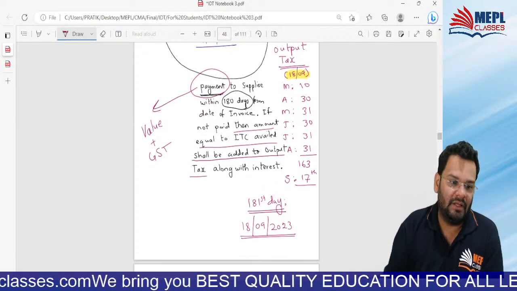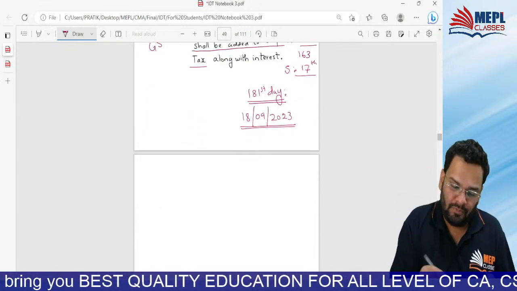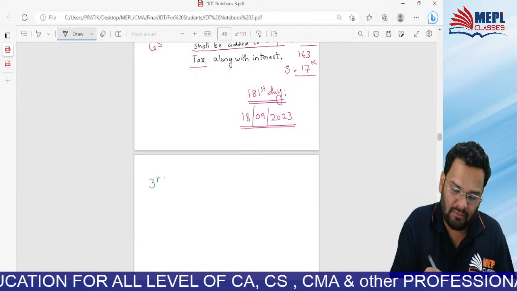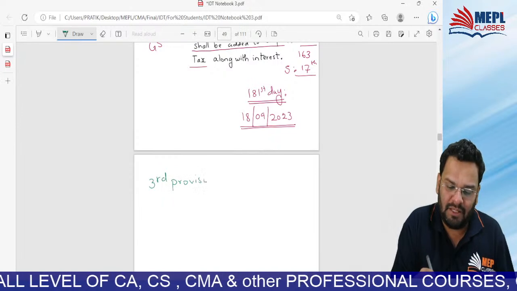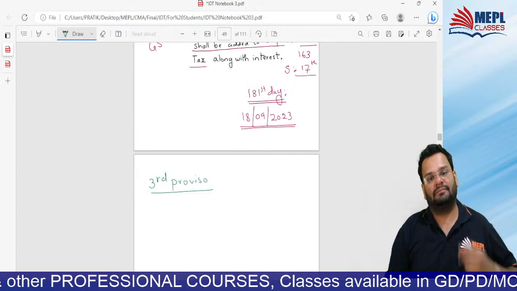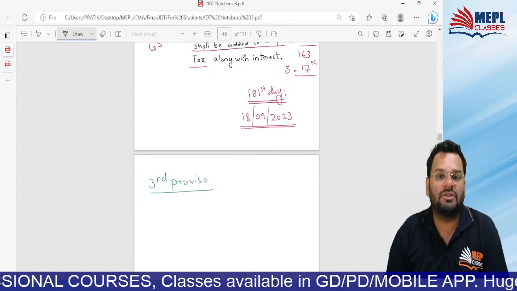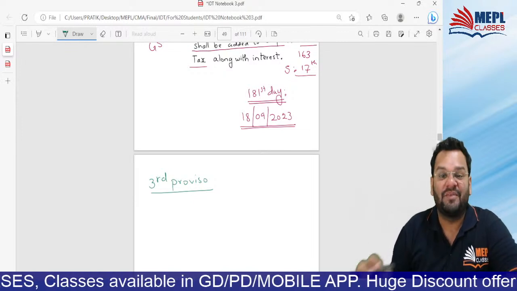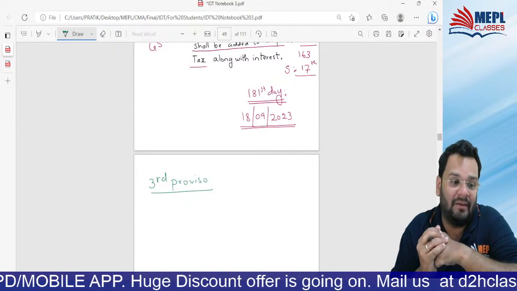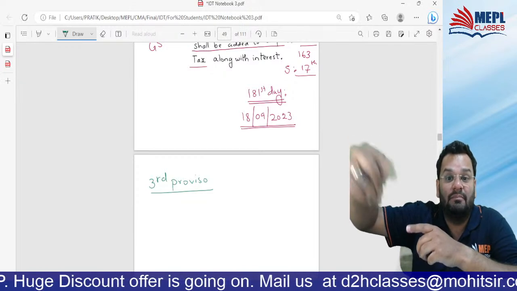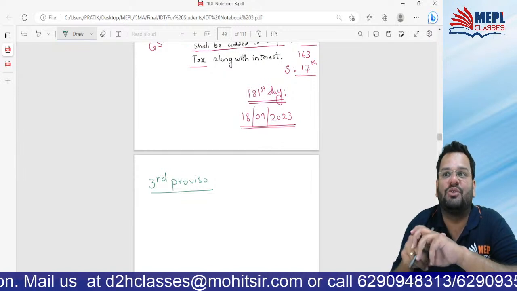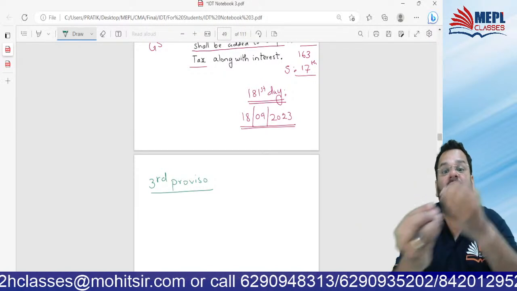Now there is the third proviso. What is the third proviso saying? Tell me one thing. In this example, B is taking goods from A. Why is B taking goods from A? Finally, it is for the purpose of business only. But currently, B is not paying A. But sometime in future, B will pay A. B will correct his mistake. So say after 8 months, finally B paid A.